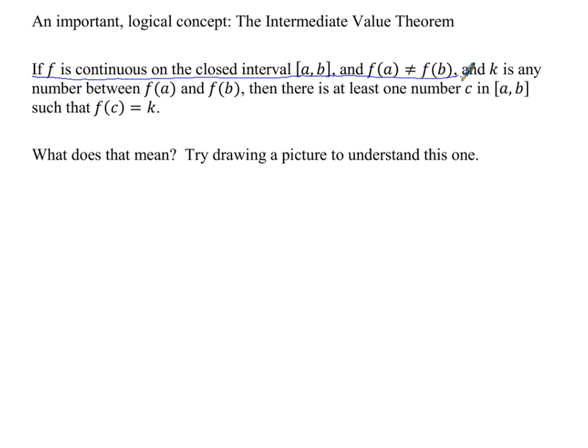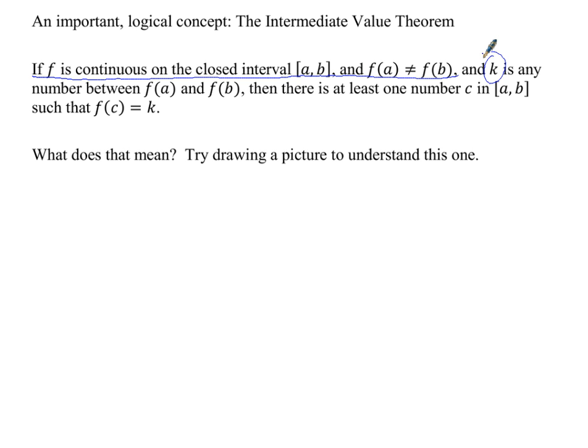All that says is you have a continuous function over some interval. Doesn't matter what the interval is, but it's a closed interval, so you see those brackets. And you also have the function at one end is not equal to the function at the other end. Here's our interval, a to b. The function at a, at one endpoint, is not equal to the function at the other endpoint.